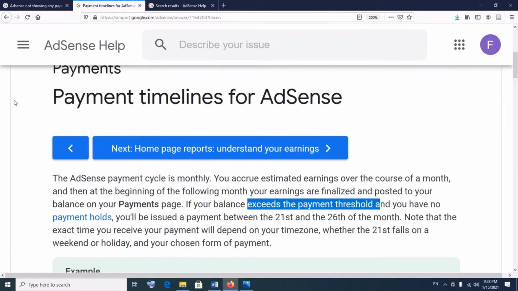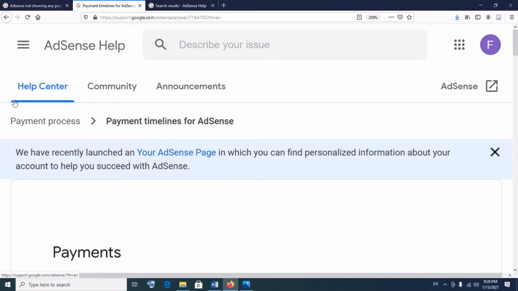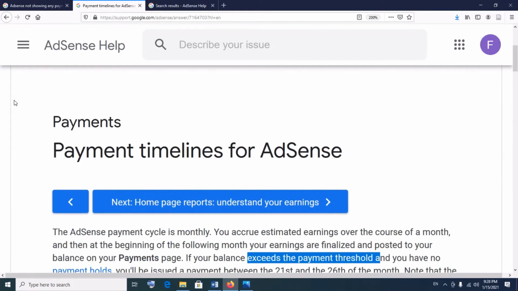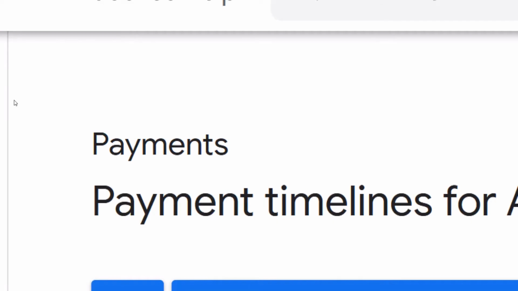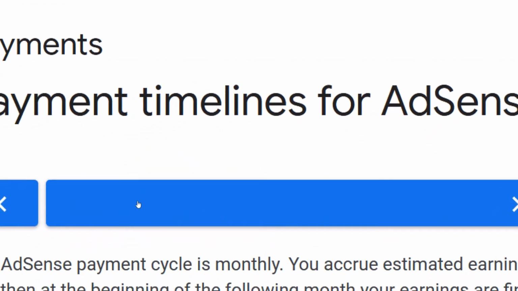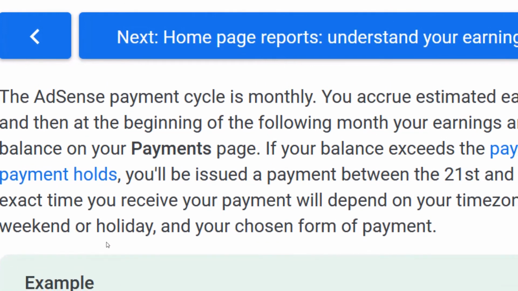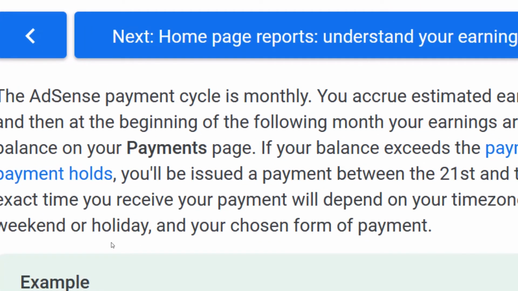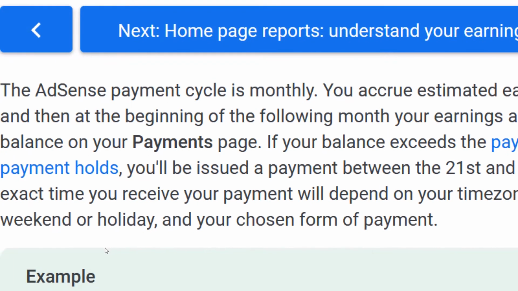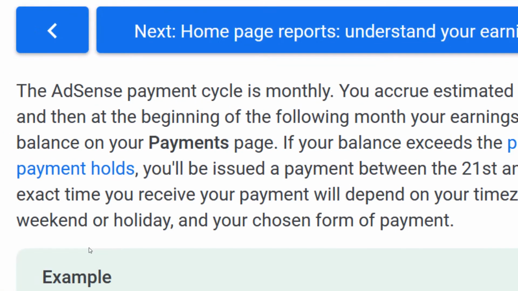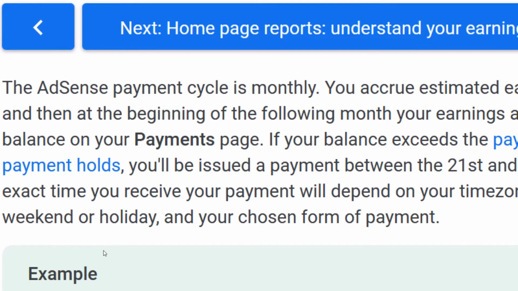Okay, so as you can see here, they are talking about payment timelines for AdSense, and they are saying that the AdSense payment cycle is monthly, as I explained.